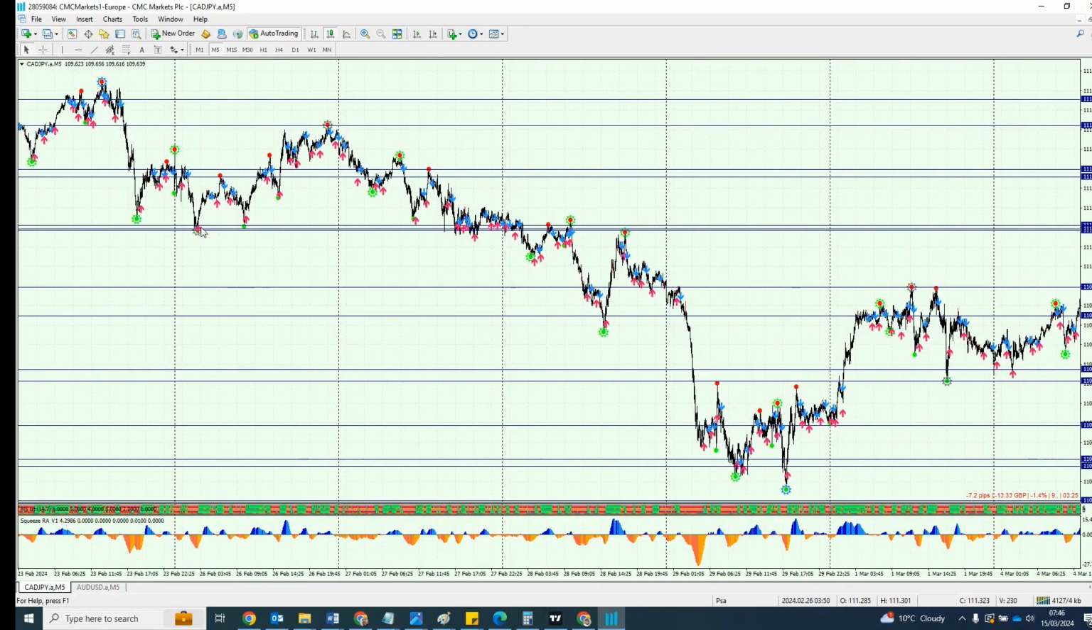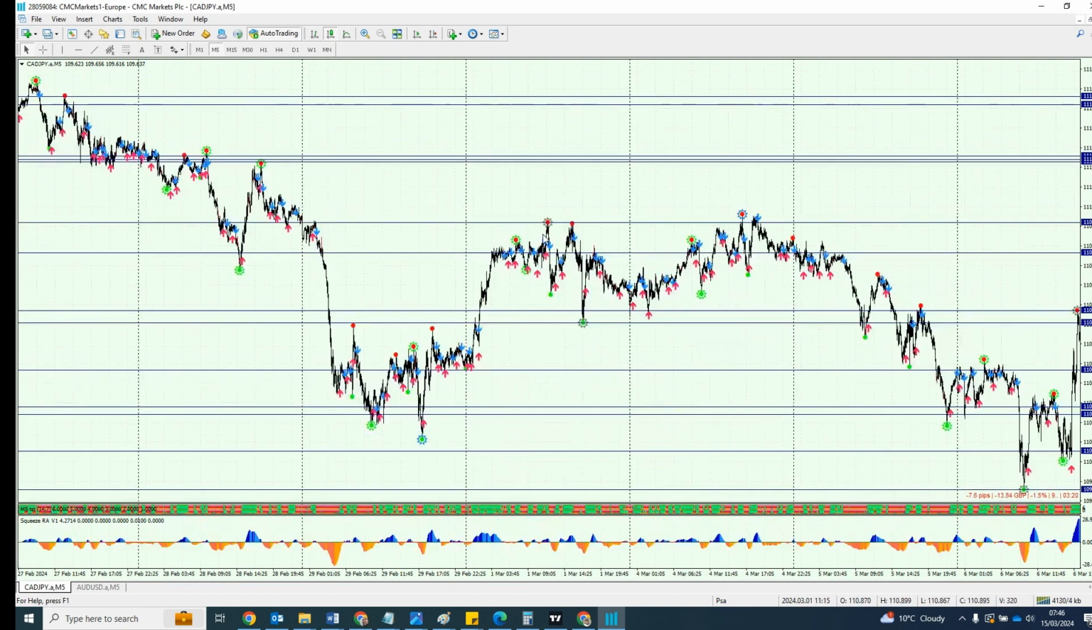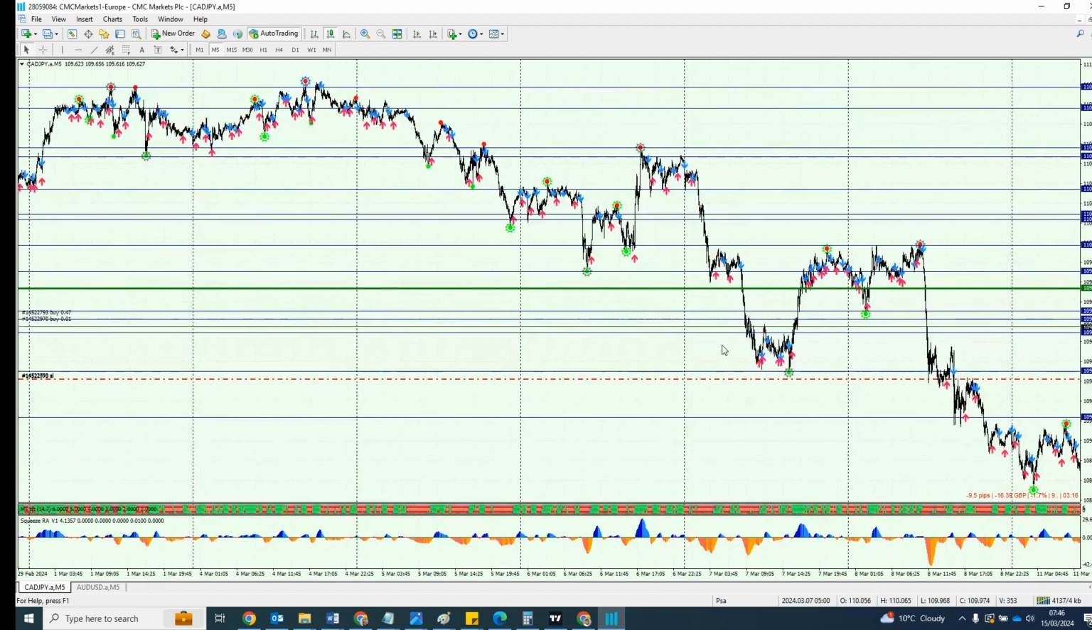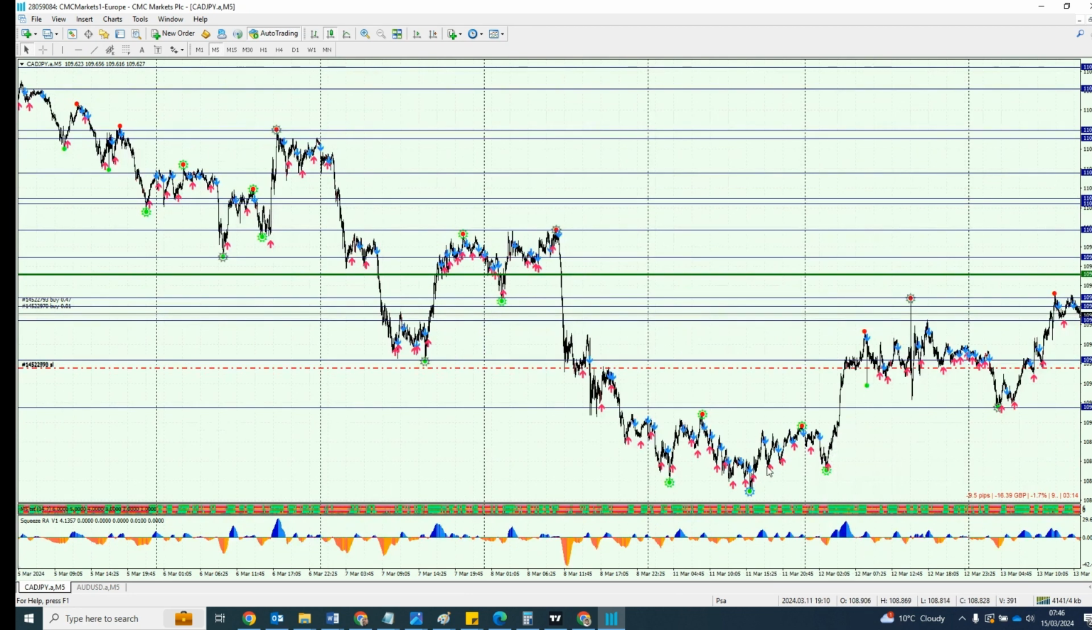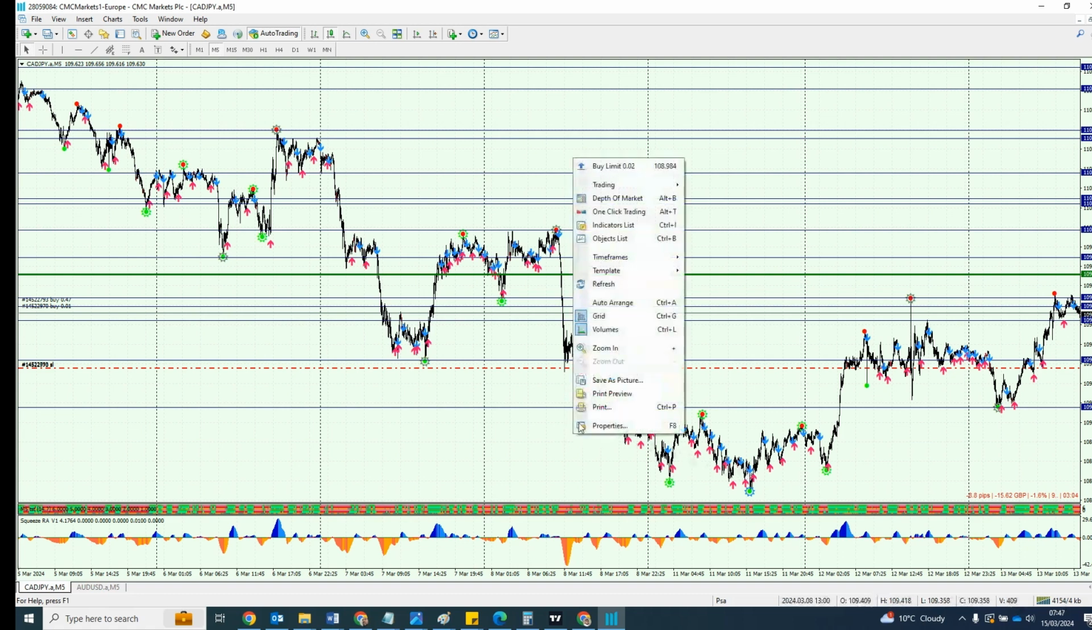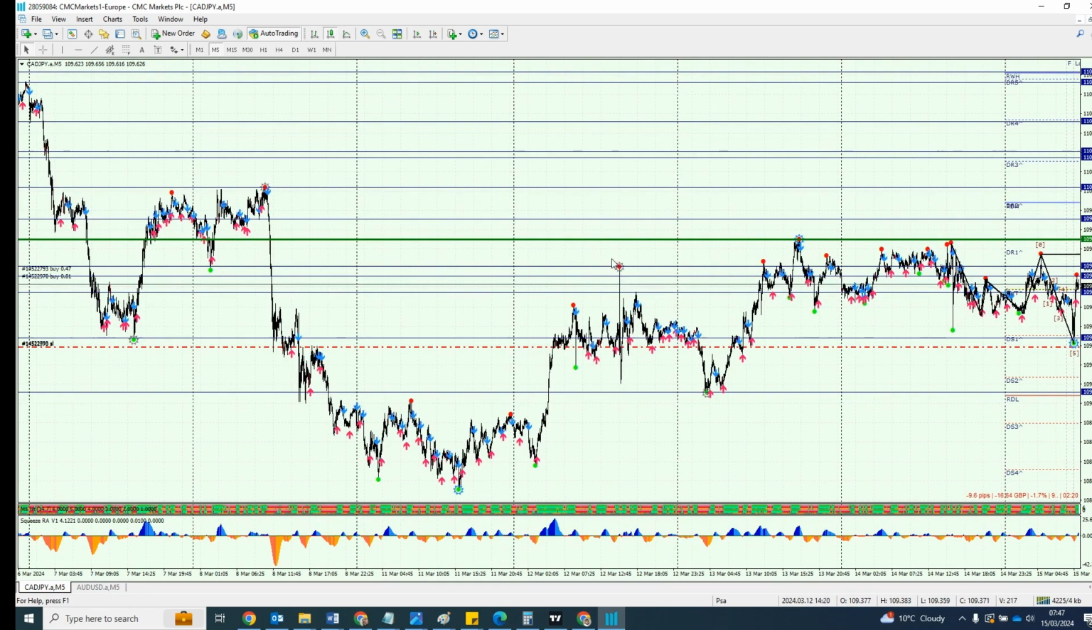So 0, 1, 2, 3, 4. Okay, we have 5, 1, 5, 2, 5, 3 with this one. So basically we've been in a good and strong downside movement. Then we started seeing an attempt to go up. So we have a momentum high here.